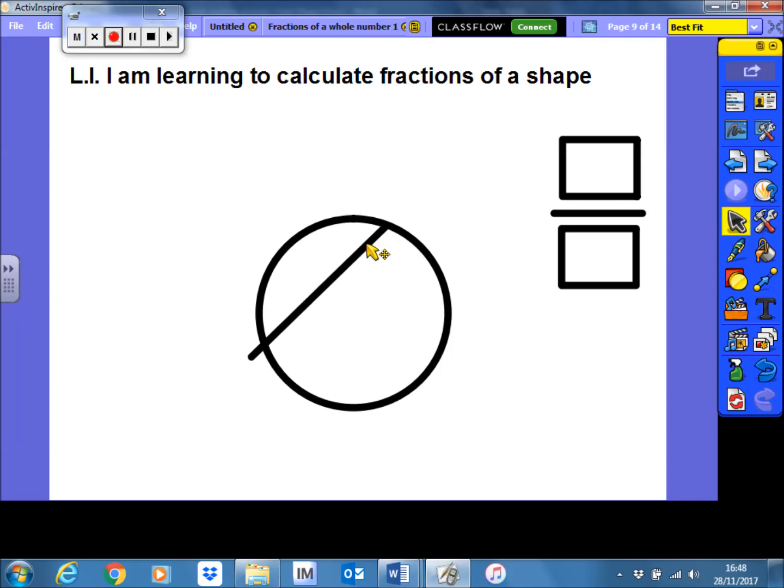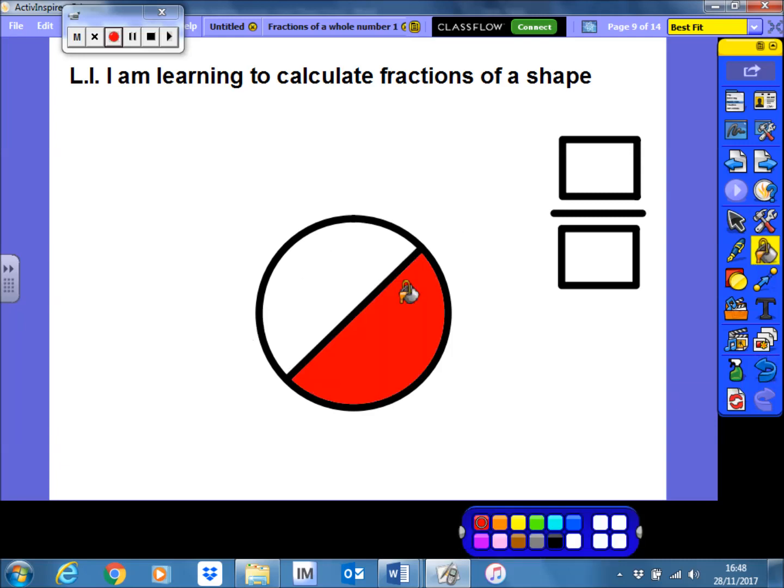However, if I divide the shape unequally, so if I make that my division line, if I split the cake this way, it is no longer a half because the two parts are not equal. So I would not be writing this as a half anymore. This is not a fair fraction. So for it to be a fraction, each section must be equal to all the other sections.